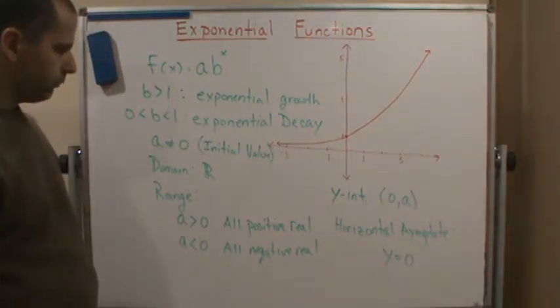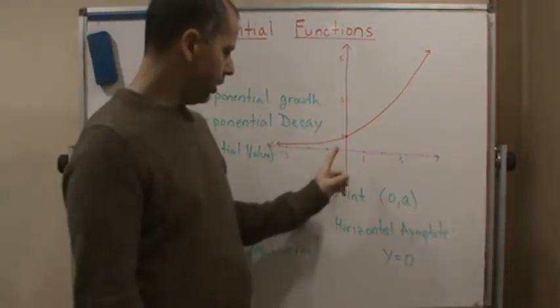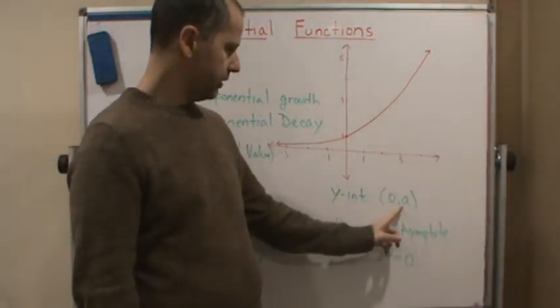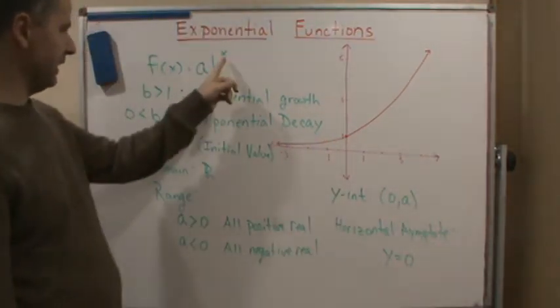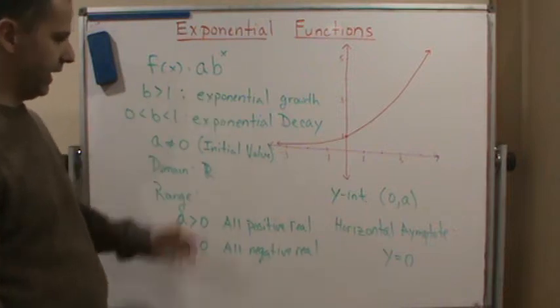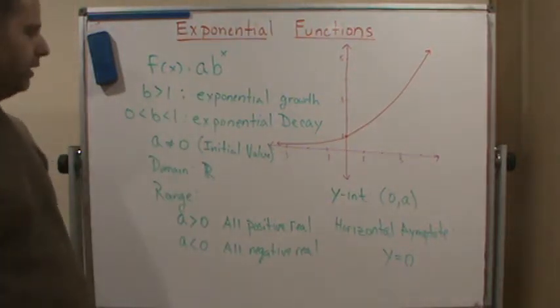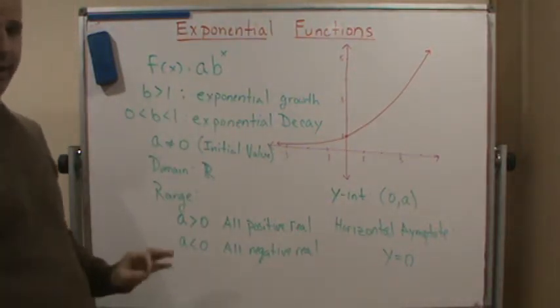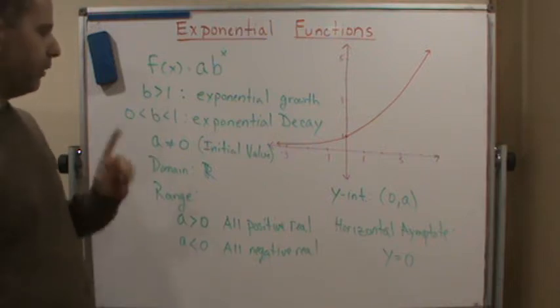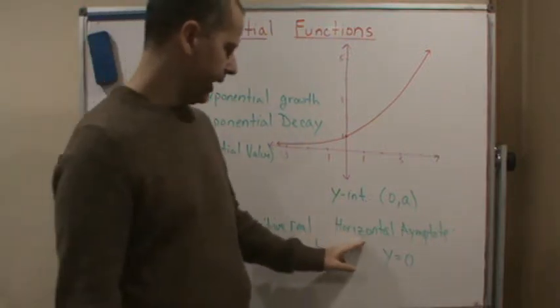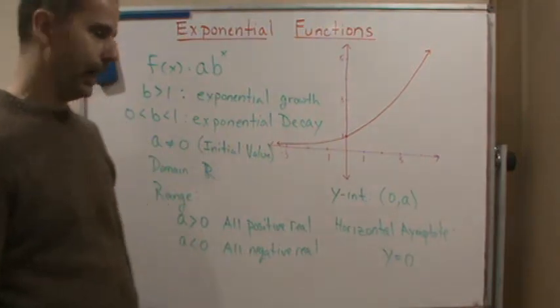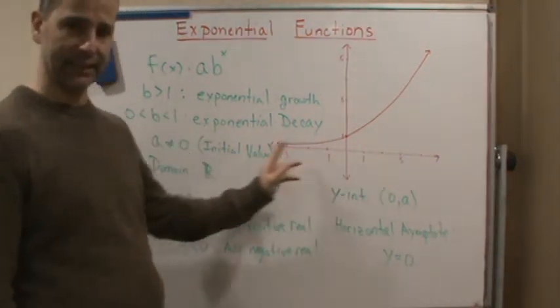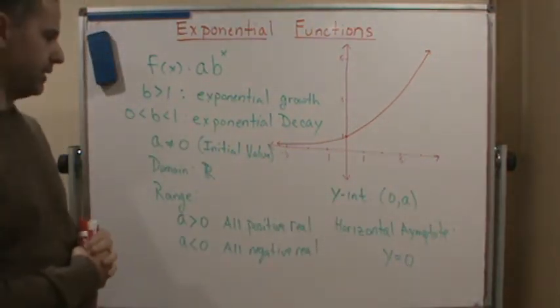Now, notice that the y-intercept always goes through 0, a, because if x is 0, this becomes 1 and you just get a. So the y-intercept always goes through the point 0, a. There's also a horizontal asymptote at y equals 0. So the x-axis is a horizontal asymptote.